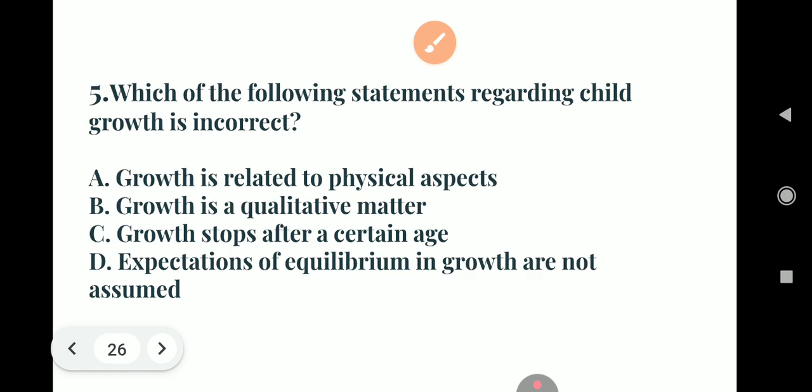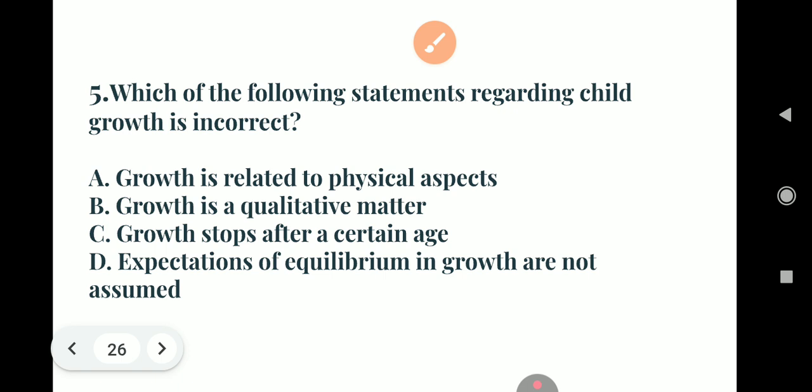So the last question, which of the following statements regarding child growth is incorrect? Growth is related to physical aspects. Growth is a qualitative matter. Growth stops after a certain age. Expectation of equilibrium in growth are not assumed. What could be the correct answer for this? You have to find out which statement is incorrect.